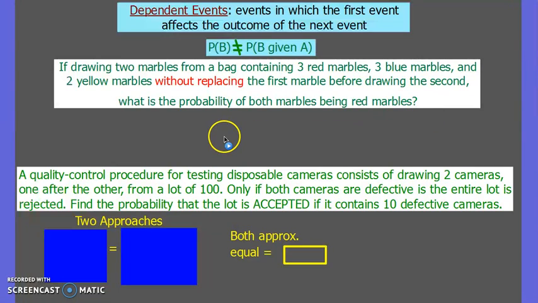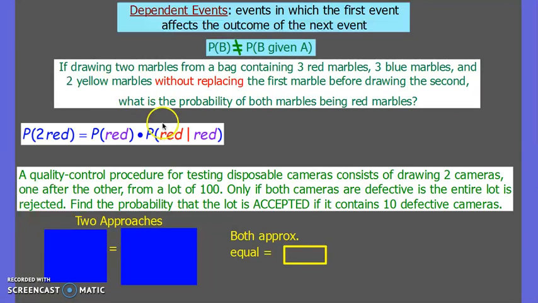So let's look at a couple more situations. A dependent event, again, happens when the probability of B is different from the probability of B given that something else happened. If that first event changes my next probability. So if you're drawing two marbles from a bag containing 3 red, 3 blue, and 2 yellow, again, if I draw two marbles without replacing the first marble, then what happens on the first marble is going to affect what happens in the next one.